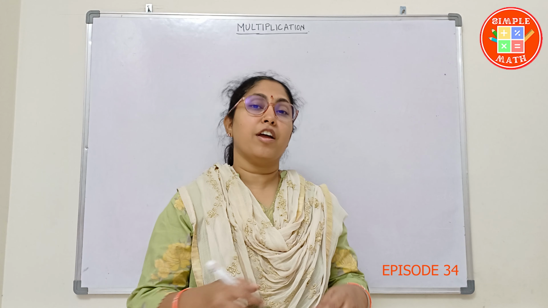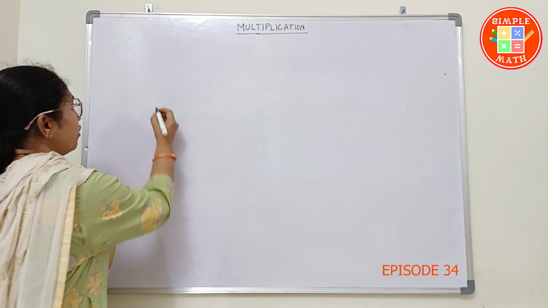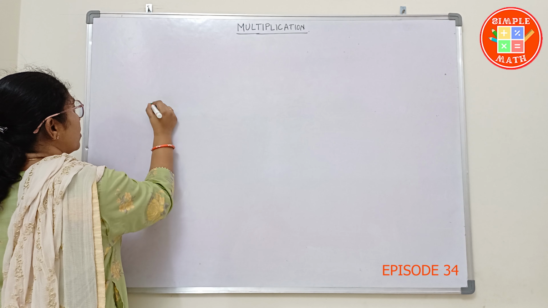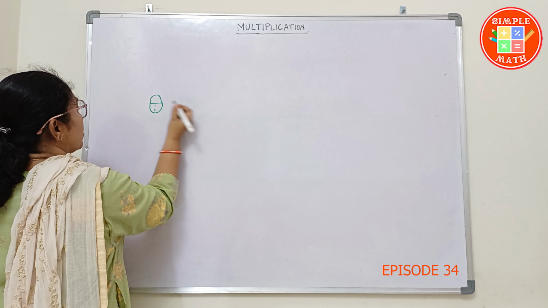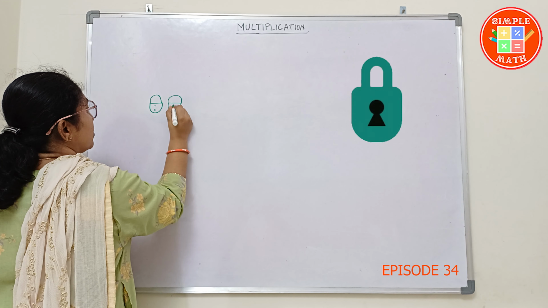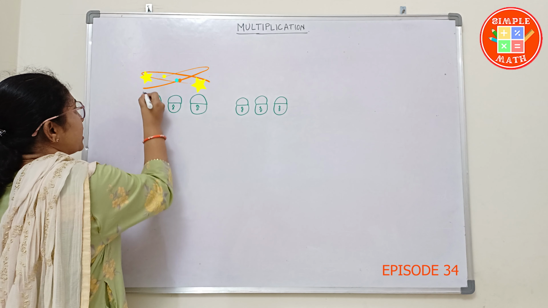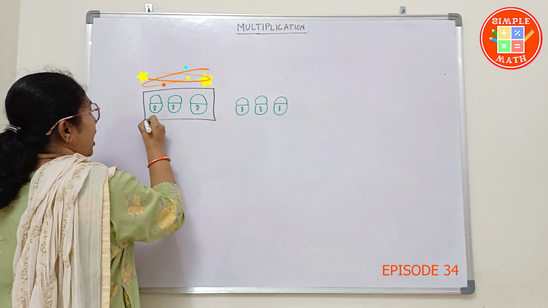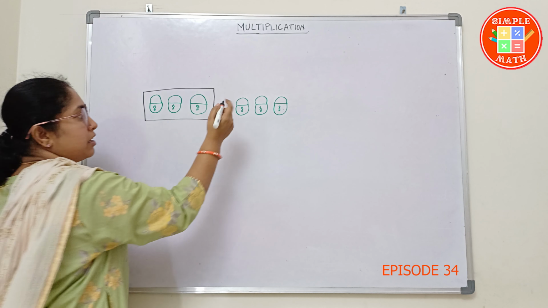Now let's see one more example. I'll draw a few logs on the board here. What are these? These are logs. Okay. Now I will make them into boxes. I am pairing them as 1, 2, 3 and I'll make another box as 1, 2, 3 logs. Okay.